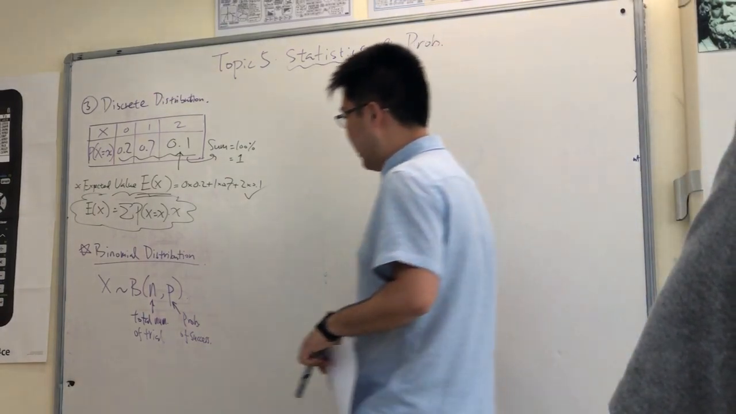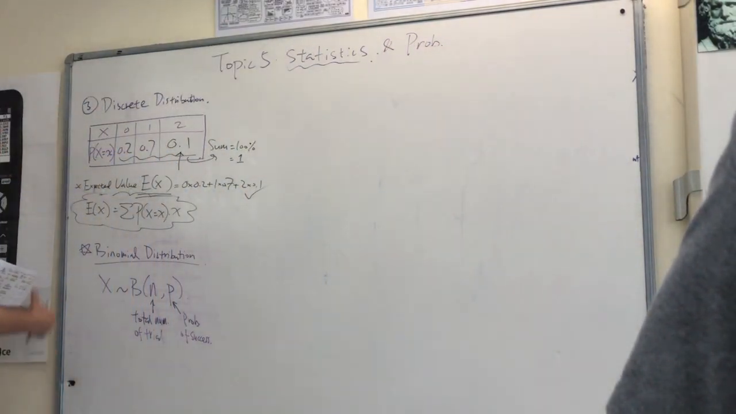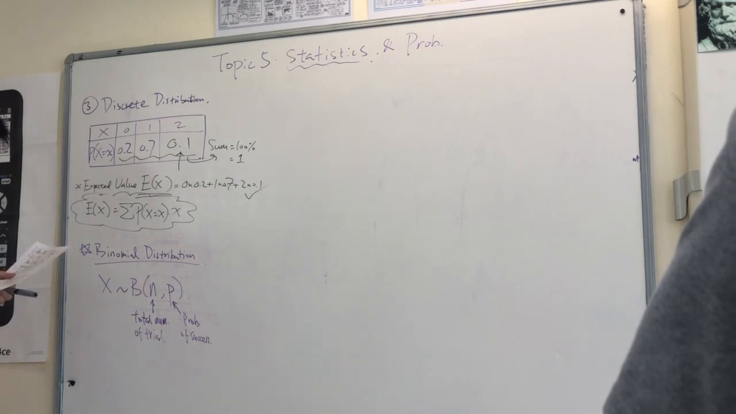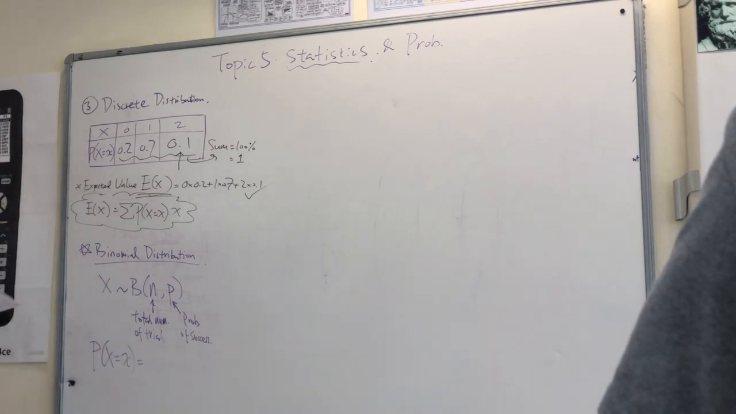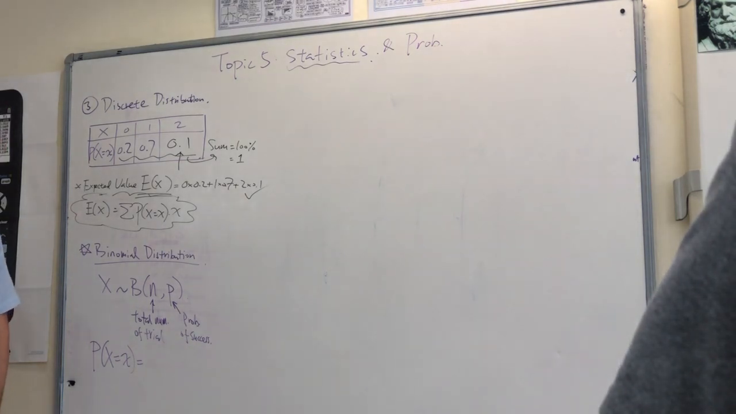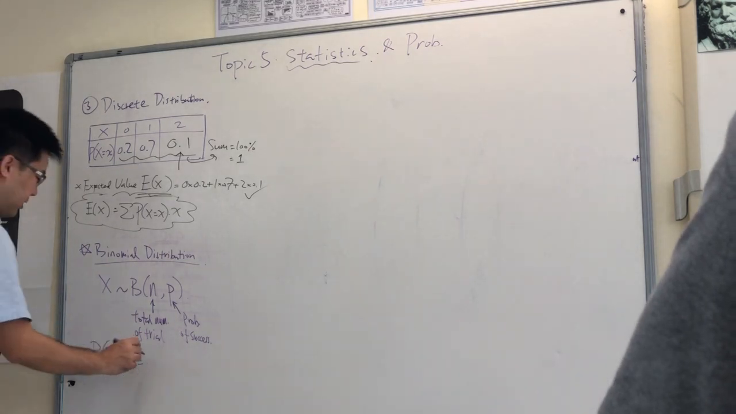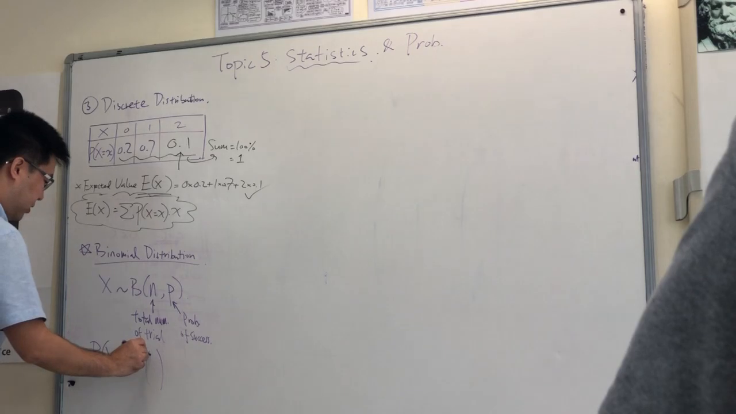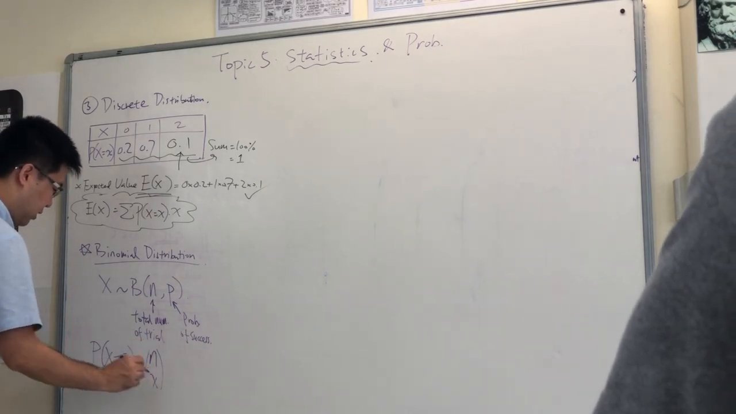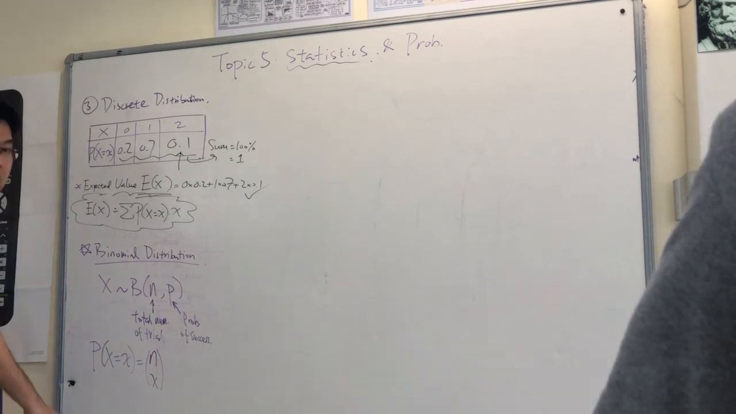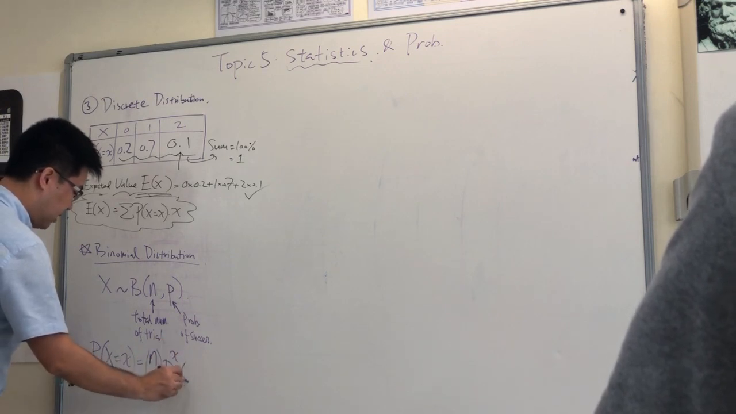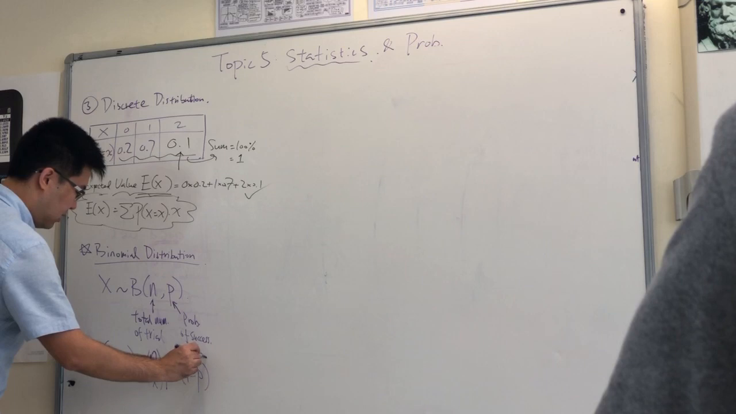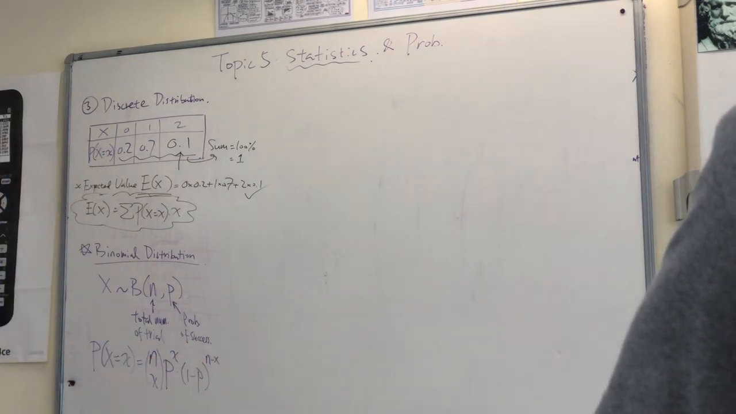And in this case, if it's binomial distribution, we do have the formula for P(X = x) for a certain value x. I think it's in the formula booklet, right? Yes. So it's the number of ways to choose x out of n, times p, the probability of success, to the power of x, times 1 minus p to the power of n minus x. Binomial.